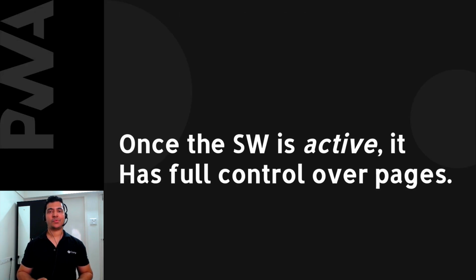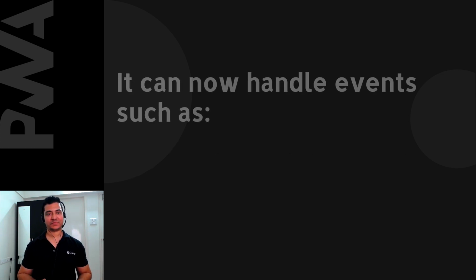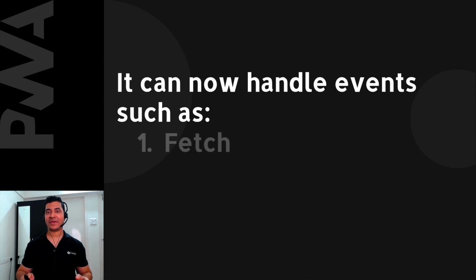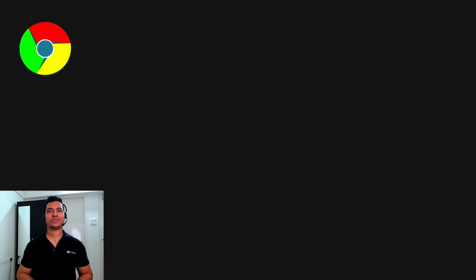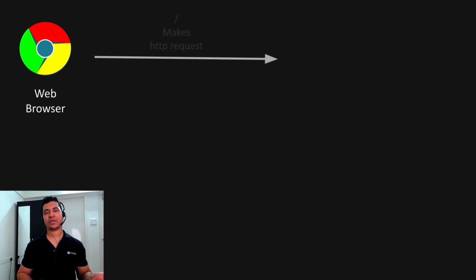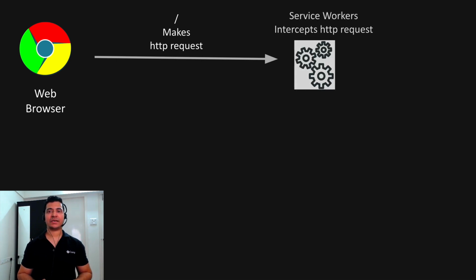All right, so once the service worker is active, it has full control over pages. It can now handle events like fetch, push, and sync, etc. So to understand how it works, let's take this example. Let's say this is your web browser, and when a network request comes, the web browser makes an HTTP request, and the service worker is going to intercept that request. It's going to say, hey, wait a minute, before that request goes to the server, I need to do something. I need to check if that request URL is in cache.